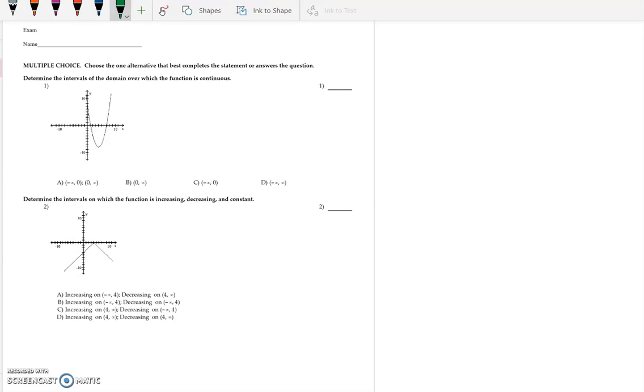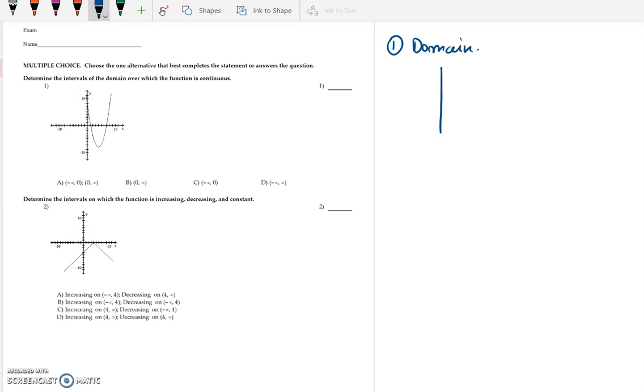Okay guys, so now we are going to try to correct this practice exam number 2 for 2017, and let's start with problem number 1. Determine the interval, the domain over which the function is continuous. In this problem number 1, the question is to determine the interval of the domain.